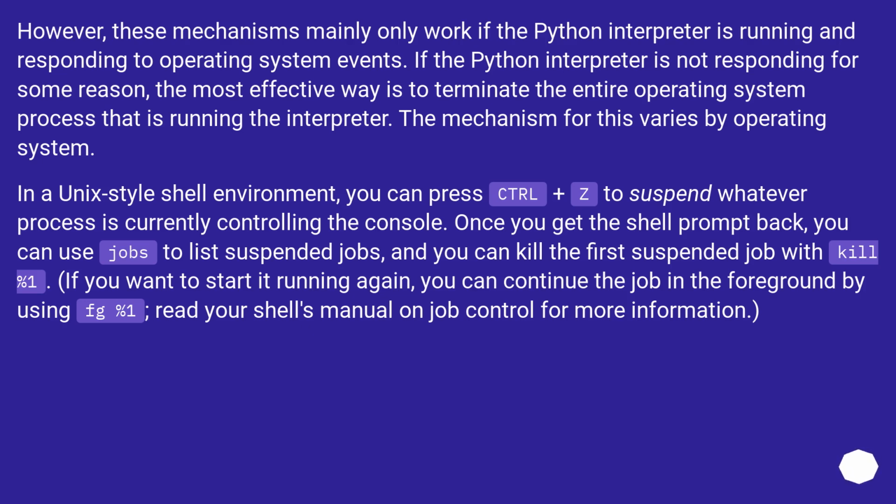In a Unix-style shell environment, you can press Ctrl+Z to suspend whatever process is currently controlling the console. Once you get the shell prompt back, you can use jobs to list suspended jobs, and you can kill the first suspended job with kill %1. If you want to start it running again, you can continue the job in the foreground by using fg %1. Read your shell's manual on job control for more information.